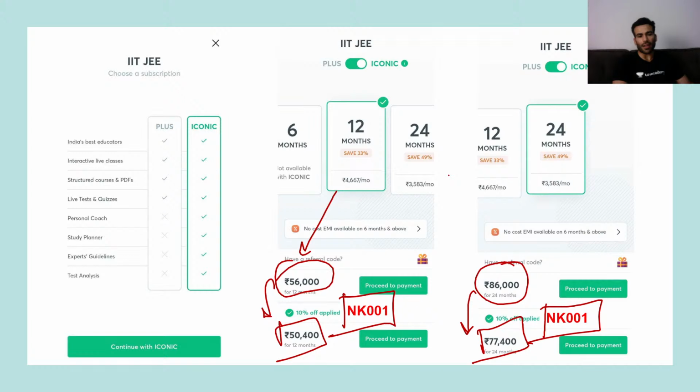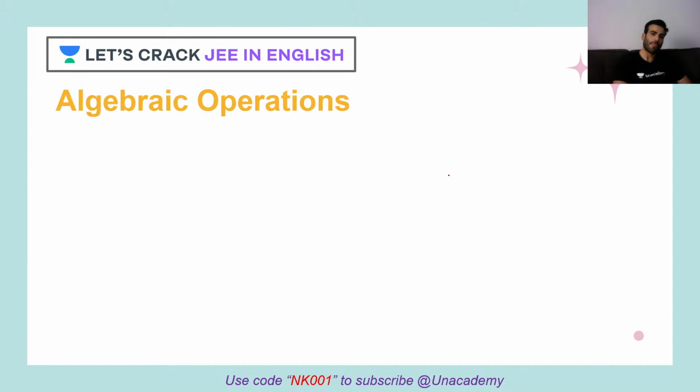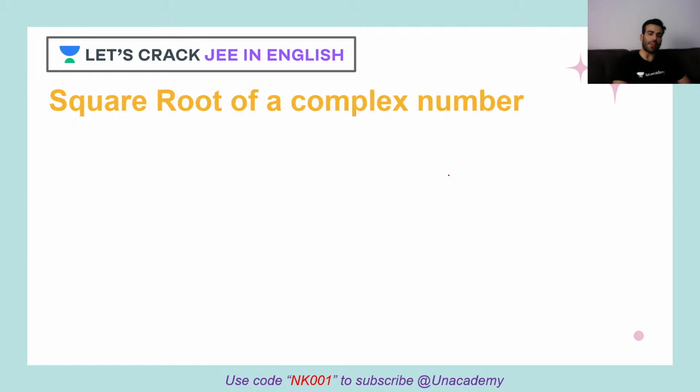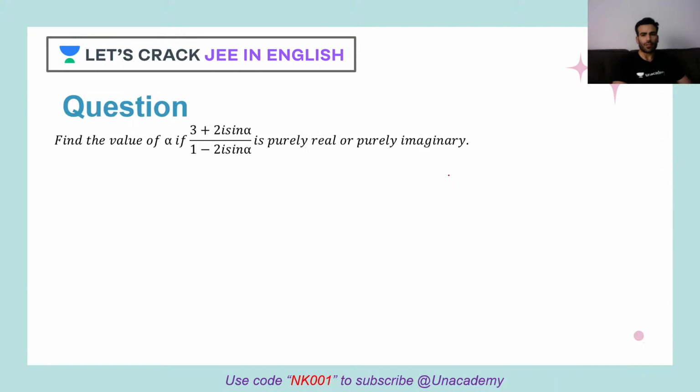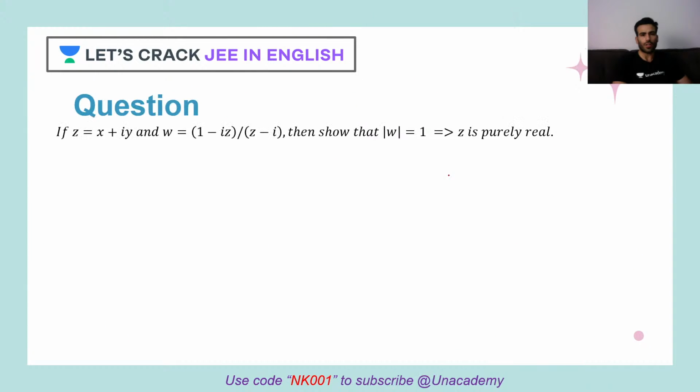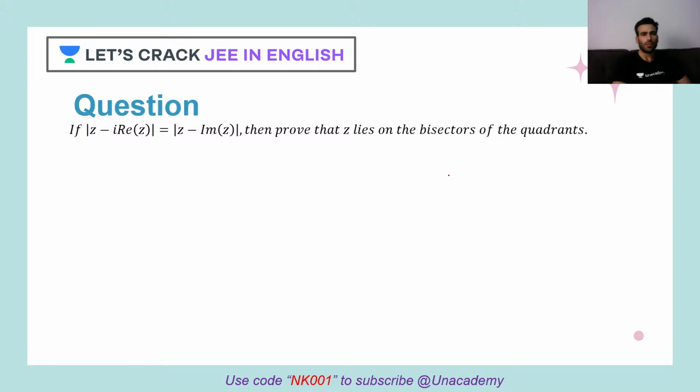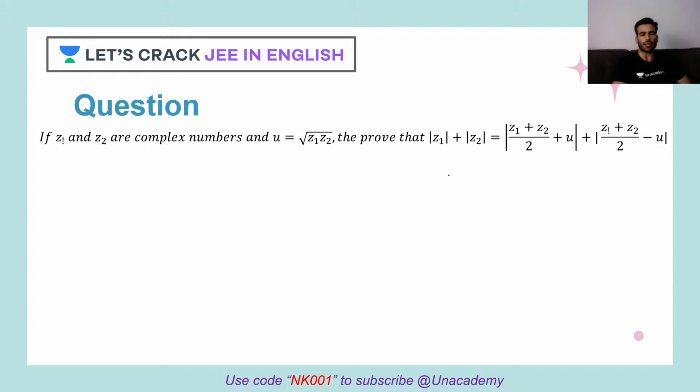Now we would start our class. Where we left off in the last class, we did this conjugate thing. We also did this mod thing. Yes, this is the question I gave you in the homework, right? So we'll start from here.